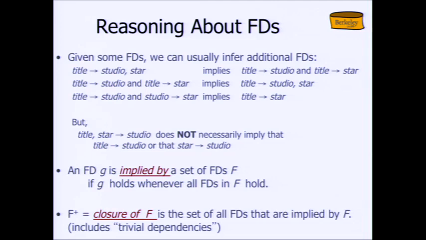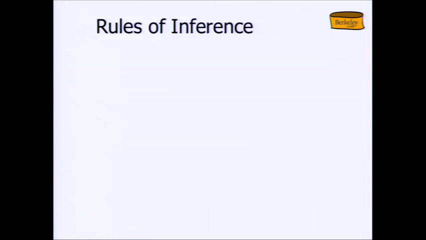And F plus is going to be defined as following this implication rule until you get everything. So F plus is the closure of F. It's the set of all possible functional dependencies you could write down that are implied by F, including the trivial dependencies like L determines L. Right? So the closure of F is all the functional dependencies that are true based on the ones you wrote down by implication. And so we're going to need some simple rules of inference to be able to compute F plus. And here they are.